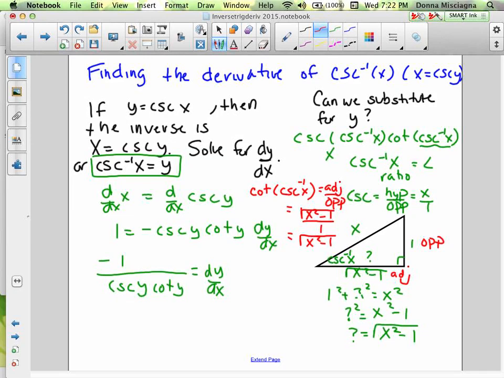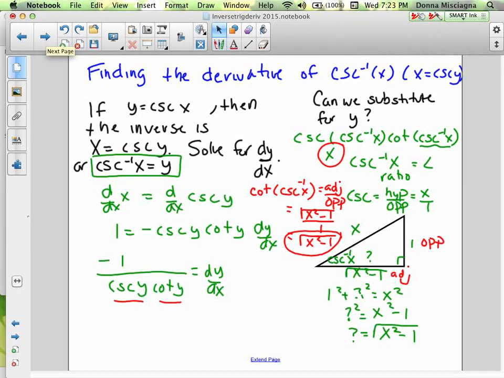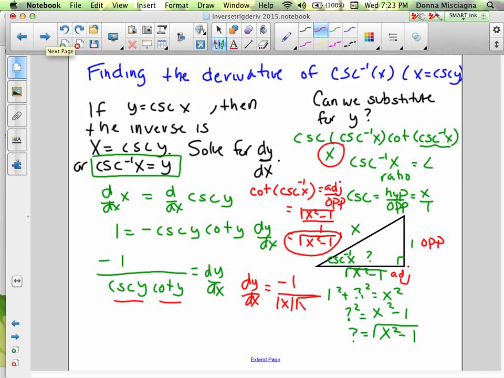So now we can replace the cosecant y, this part here, with an x. We can replace the cotangent y, which we have taken care of, with the square root of x squared minus 1. And guess what? We've done it. We discovered the derivative for our arc cosecant. The derivative for our arc cosecant is negative 1 divided by, now the only thing is the x is going to be positive, so take the absolute value of x. That'll make it positive all the time. The square root of x squared minus 1.